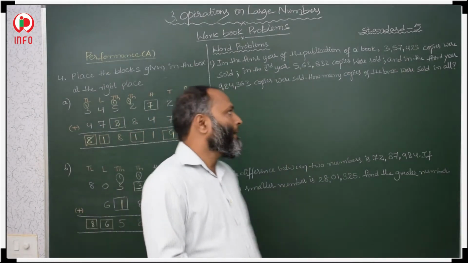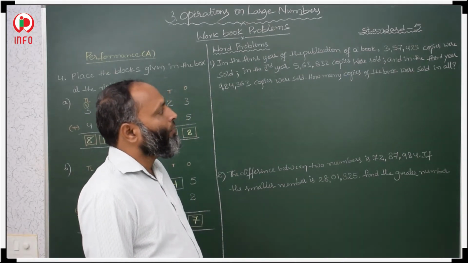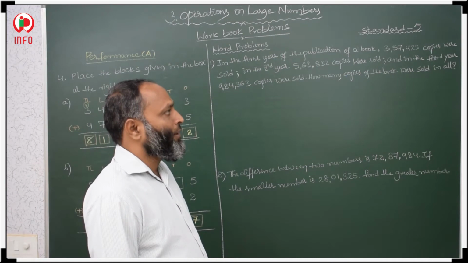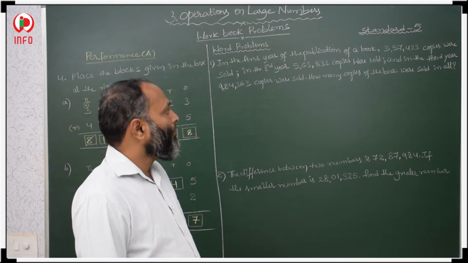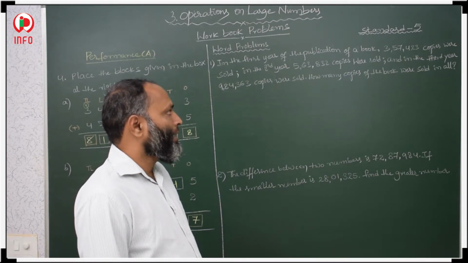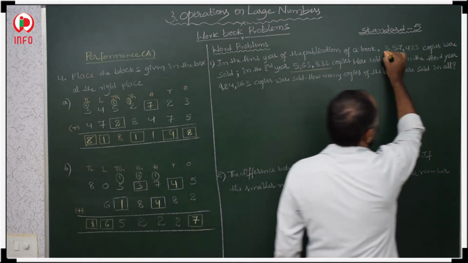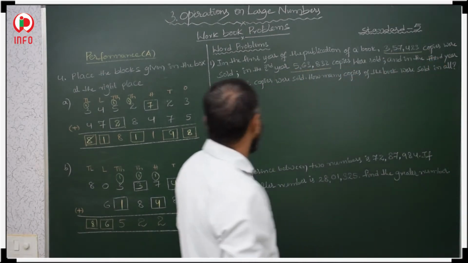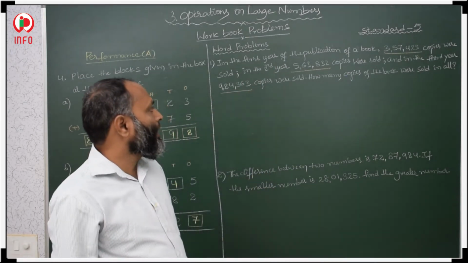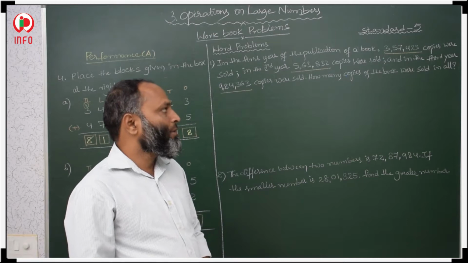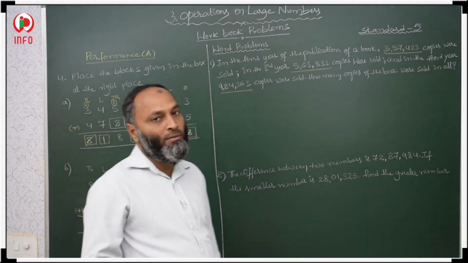Okay. Now here, in the first year, the publication of a book, 3,57,423 copies were sold. In the second year, 5,63,832 copies were sold. And in the third year, 9,84,363 copies were sold. How many copies of the book were sold in all the 3 years?